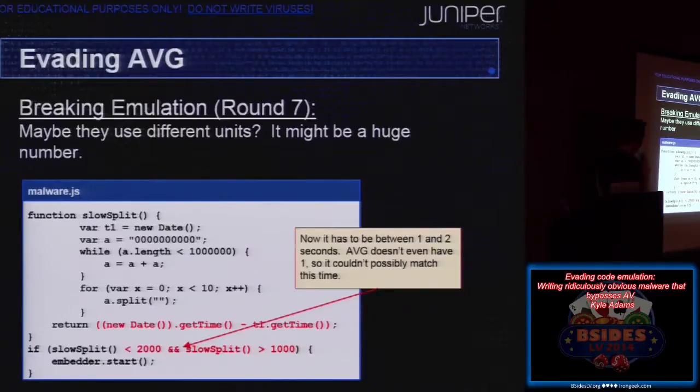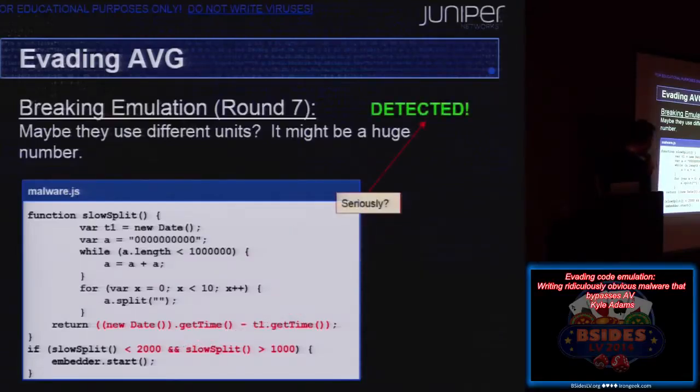So maybe their units are just so large that it was over 1500 milliseconds from my perspective, but to them it was less. So this time we're going to bound it. We're going to say it has to be between a second and 2 seconds. Now this isn't really something I would want to do in the virus because some machines might take longer than 2 seconds, but we're just checking to see if this will work. And I still get detected. So somehow AVG is tricking me into believing that it took between 1 and 2 seconds to execute that function, and they returned a verdict in like half a second.